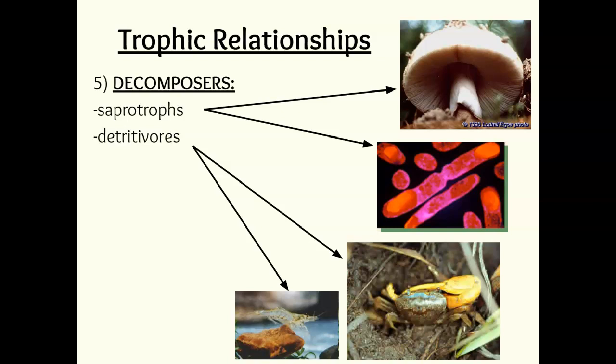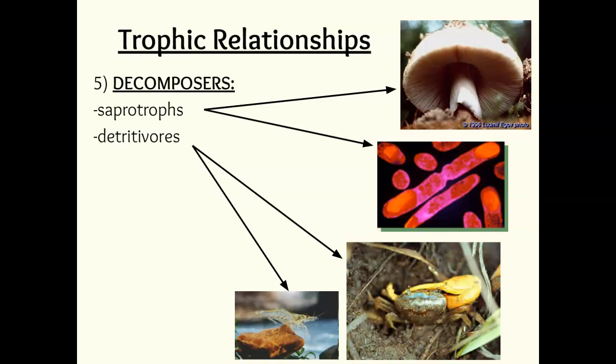Saprotrophs secrete enzymes outside of the organism itself, and those enzymes are going to break down or digest the dead or detritus material externally. Then they're going to absorb or take in all the nutrients that they can use. Any nutrients that they cannot use remain in the soil for usage for the plants. Examples of saprotrophs include fungi, like mushrooms and molds, and bacteria.